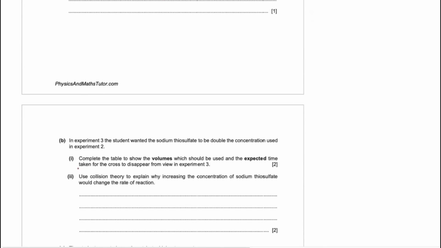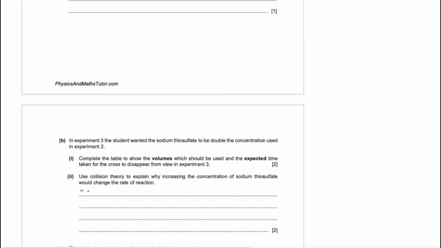Now we look at B part two. Use collision theory to explain why increasing the concentration of sodium thiosulfate would change the rate of reaction. This is easier, right? Concentration and rate. Okay, so this is what we discussed just now. So I just write the answer.